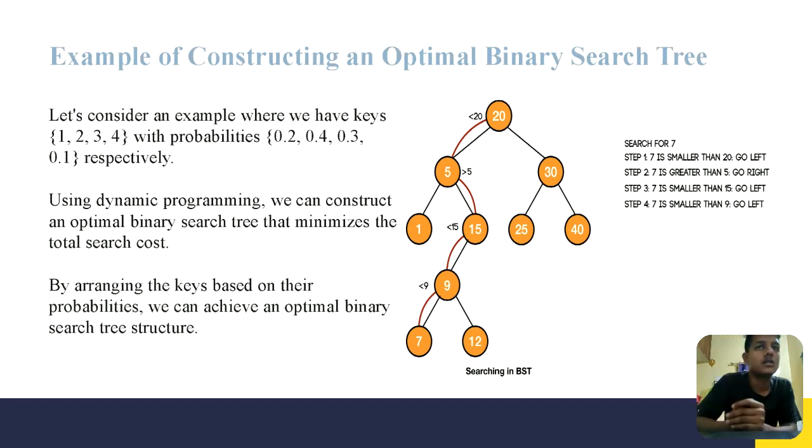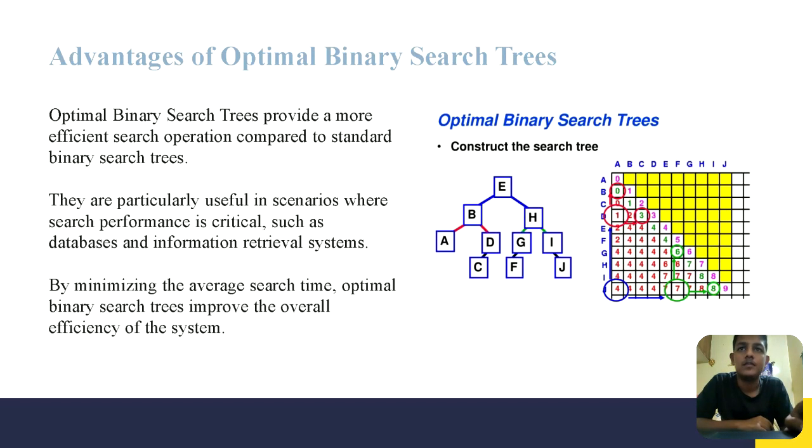An example of constructing an optimal binary search tree. Let's consider an example where we have keys 1, 2, 3, 4 with probabilities 0.2, 0.4, 0.3, 0.1 respectively. Using the dynamic programming approach, we can construct an optimal binary search tree that minimizes the total search cost. By arranging the keys based on their probabilities, we can achieve an optimal binary search tree structure.